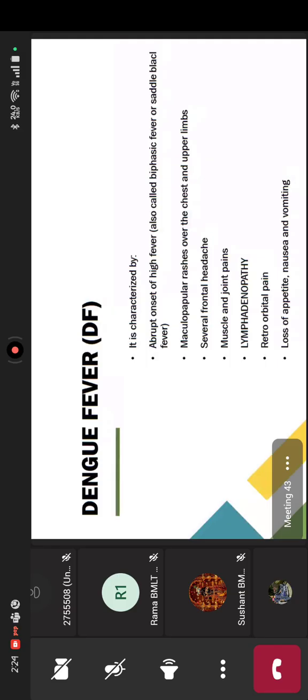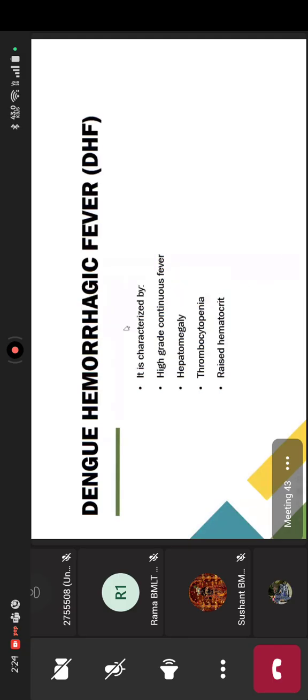In the meantime, the patient is suffering from the high fever, then it slows down. Then again, he is suffering from the high fever. But here in dengue hemorrhagic fever, he is suffering from continuous fever, right? He experiences the continuous high fever, which does not come down.